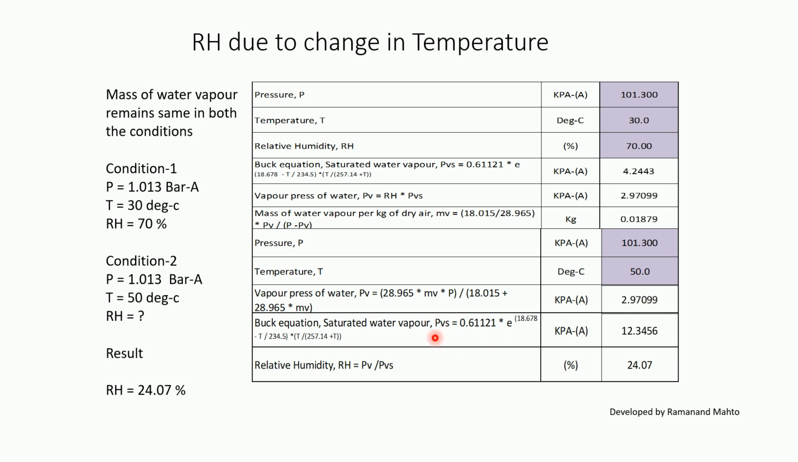However, saturated vapor pressure has increased because temperature has increased. So earlier it was only 4.2, now it is 12.34. And that is why relative humidity is PV upon PVS, which is reduced, this by this into 100. And that's why you see relative humidity is now only 24.0%.